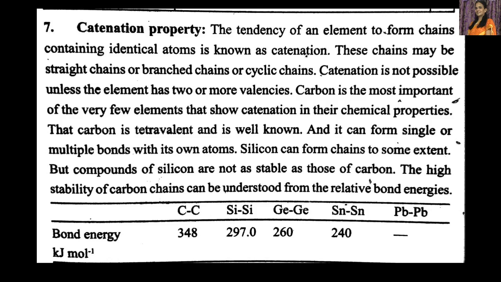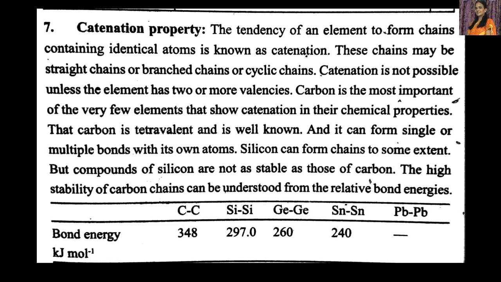The high stability of carbon chains can be understood from the relative bond energies. So why does carbon have high catenation power? We can understand that with the help of bond energies. Now let us see the bond energy of the C-C bond, Si-Si bond, Ge-Ge bond. C-C bond energy is 348 kilojoules per mole, whereas that of the Si-Si bond is 297. And as we move down the group, bond energy is decreasing. Greater the bond energy, greater is the strength of the bond. So the C-C bond is stronger when compared to the Si-Si bond, and this is stronger when compared to the next one.